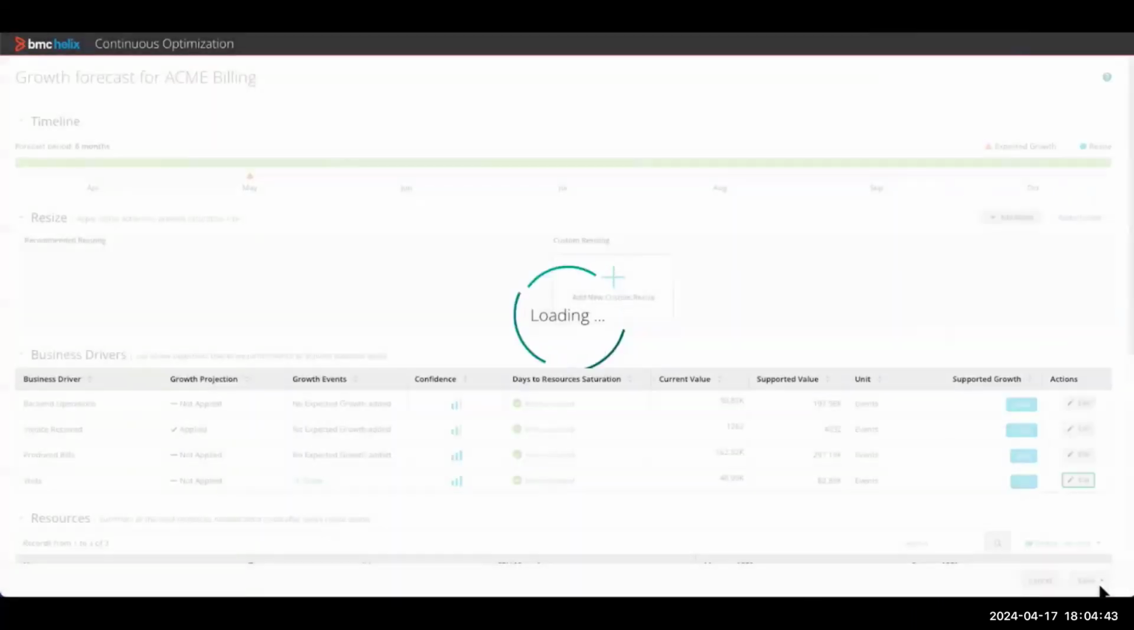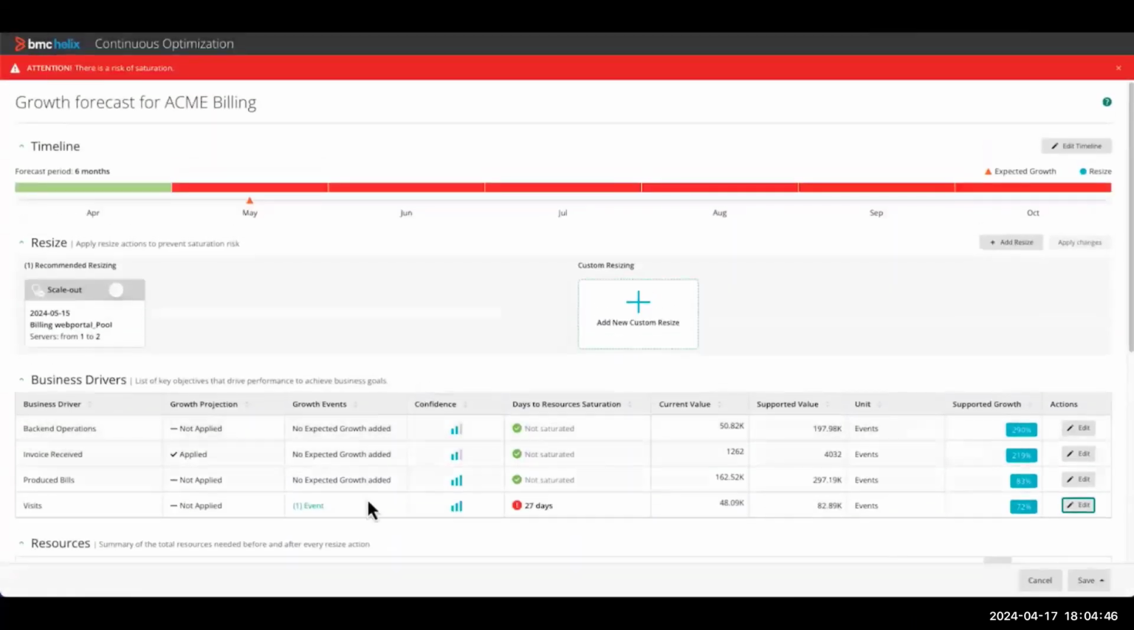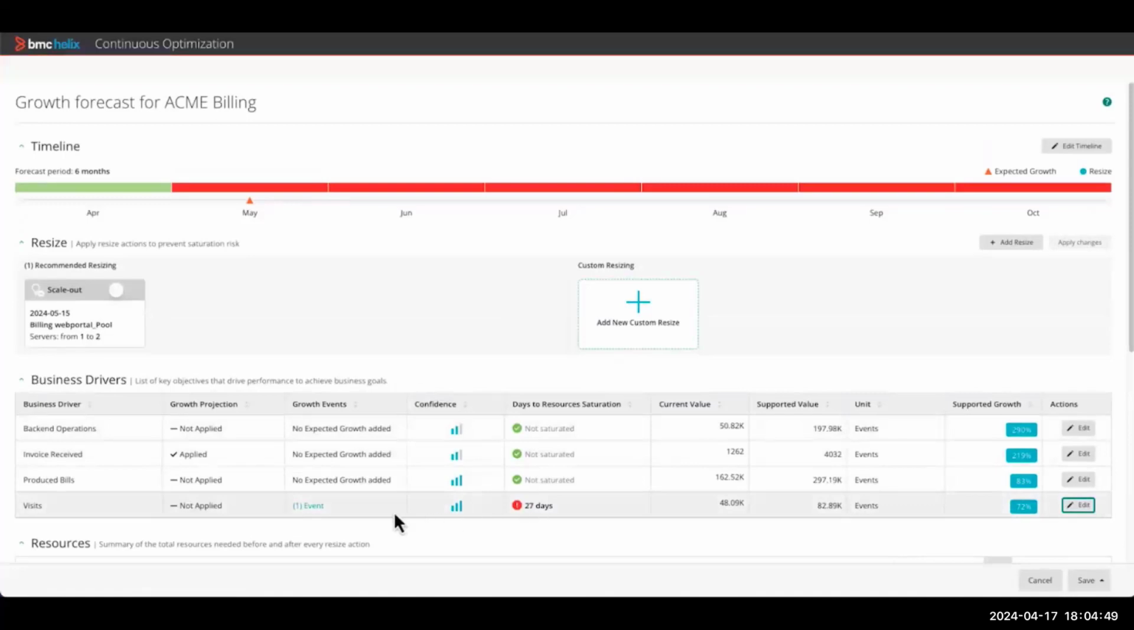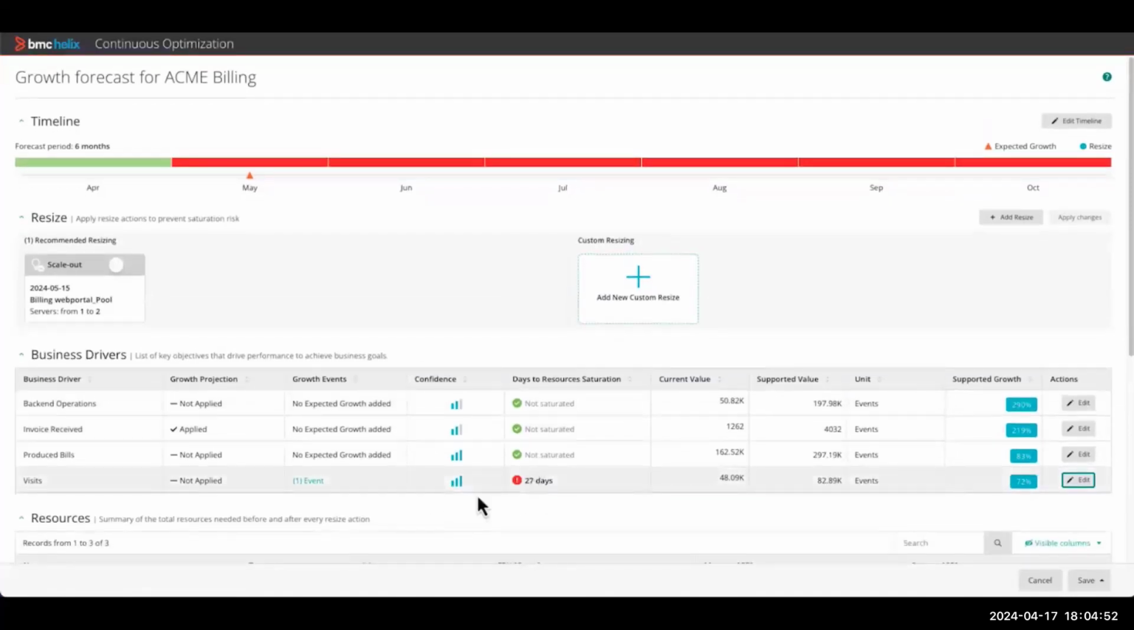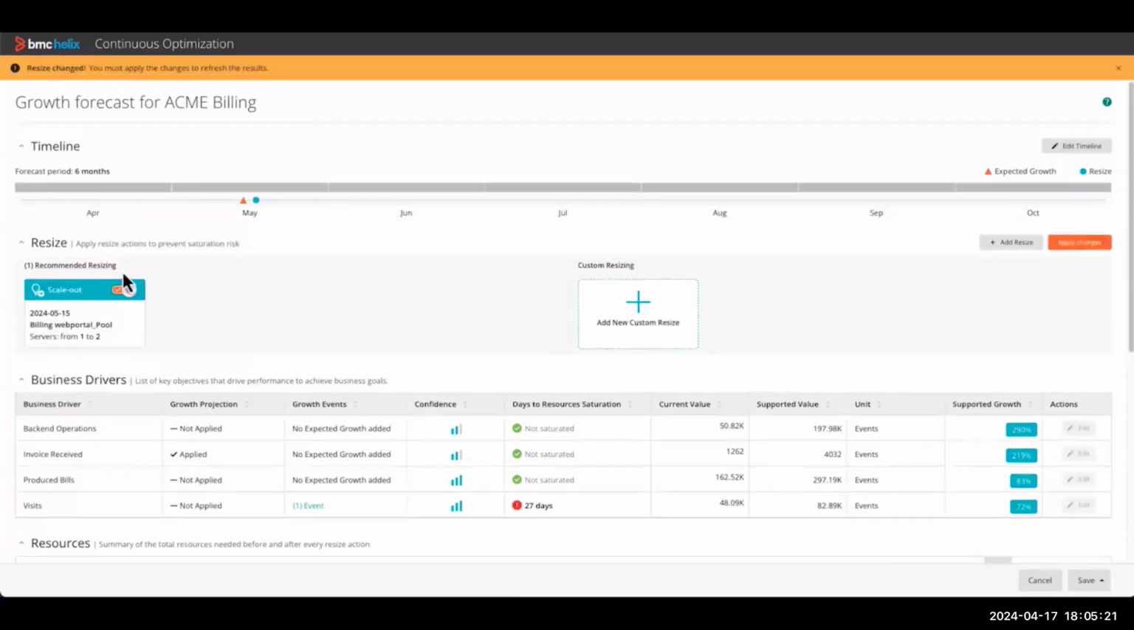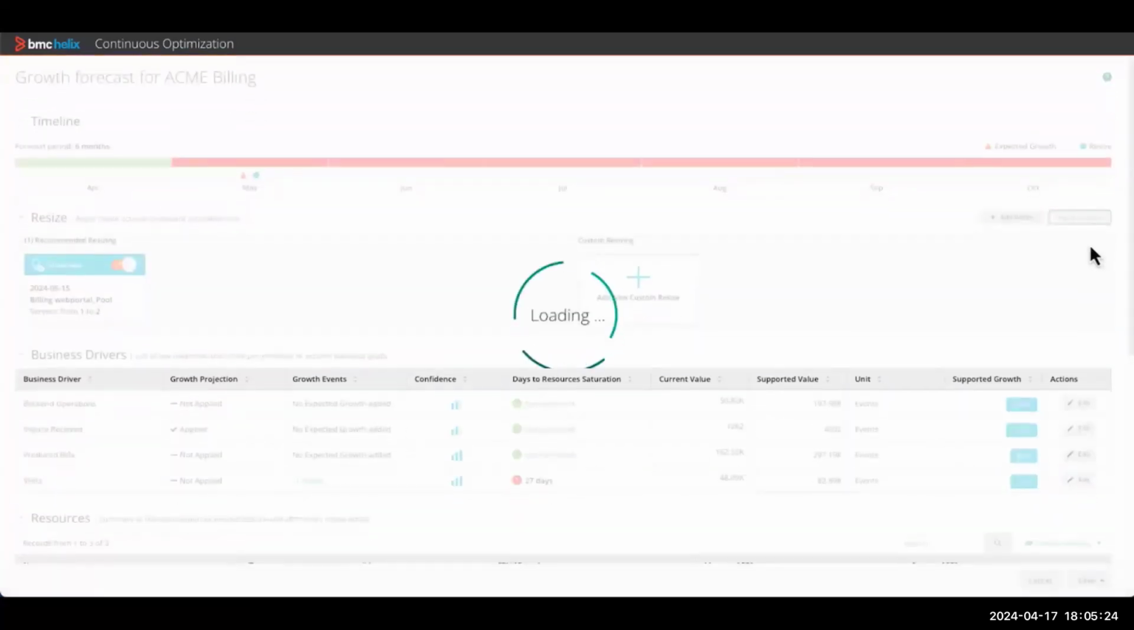So the first thing that happens is that it's showing me a graph of what that's going to look like. But once I run the simulation, I can see that 100% growth in the number of visits is going to cause a saturation. So I need to get prepared for that. But we don't stop there. We want to know, what should I do in order to support this business event? So I have a recommended sizing which says that I should take the billing web portal pool of resources and increase the servers from 1 to 2. So I can go ahead and I can turn that on and I can apply the change.